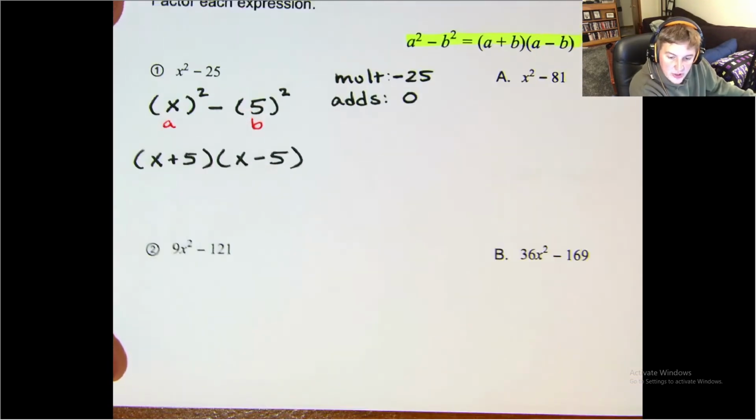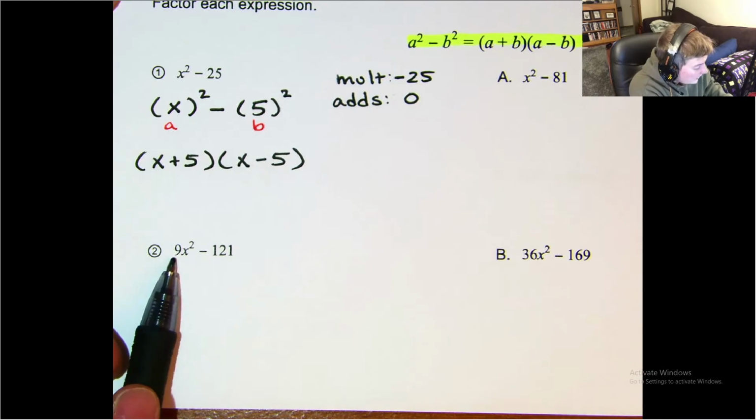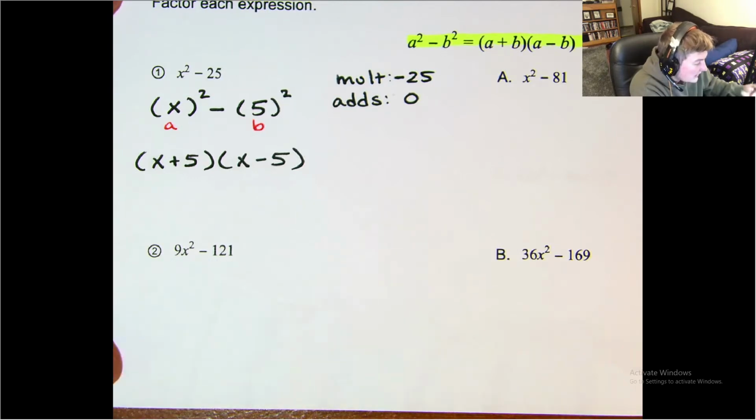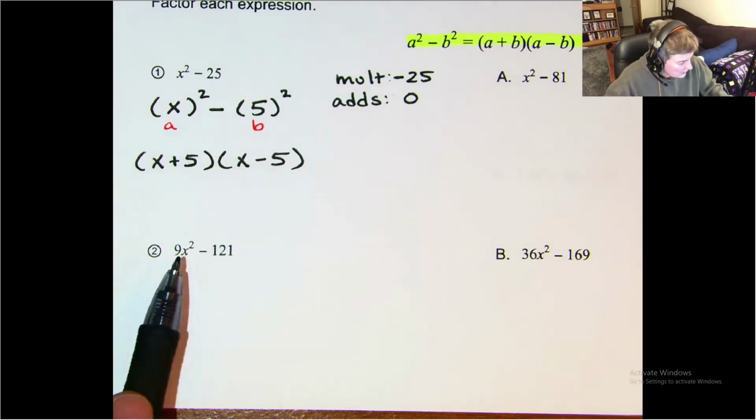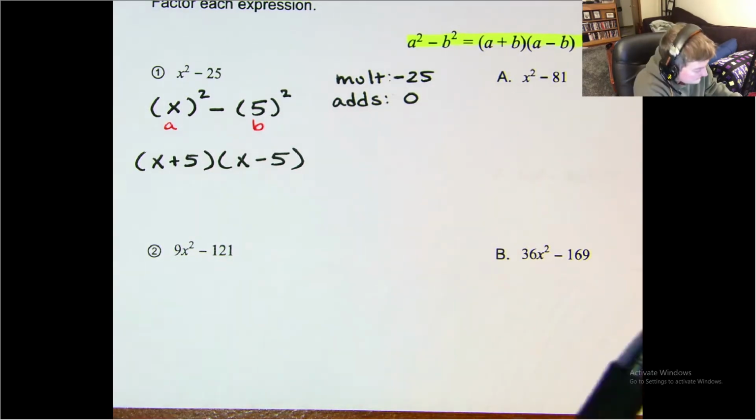Okay, so 2 does not have an a value of 1, it has an a value of 9. So I want to look at 9 and 121 and ask myself whether or not these values have a greatest common factor, because that's what we want to look at basically every single time. This particular one does not have a greatest common factor. Okay. So what I'm going to do is look at this and try to identify: is the first term a perfect square? And is the second term a perfect square?